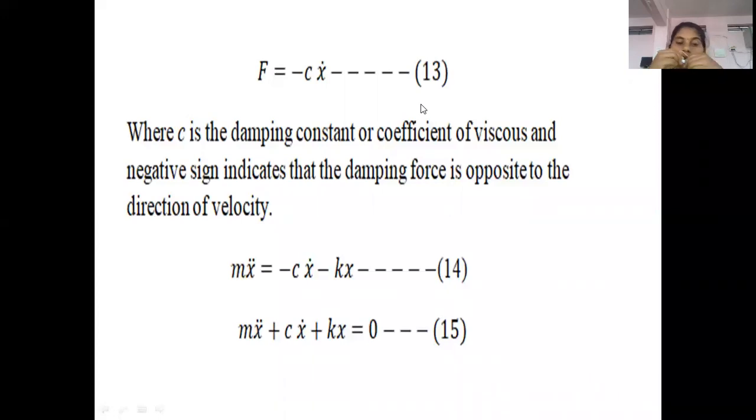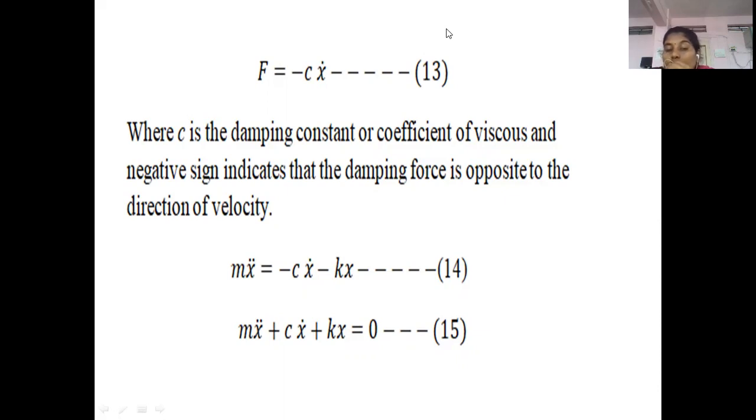So below this, write down mx double dot is equal to minus Cx dot minus Kx. That is the equation number 14 from this chapter. And below this, write down the final equation, which we have to solve for the solution: mx double dot plus Cx dot plus Kx equal to 0.